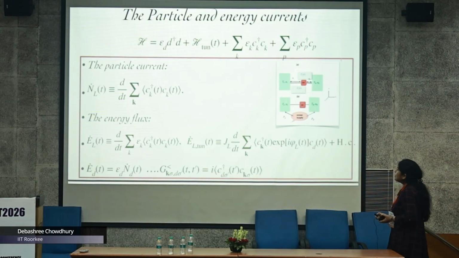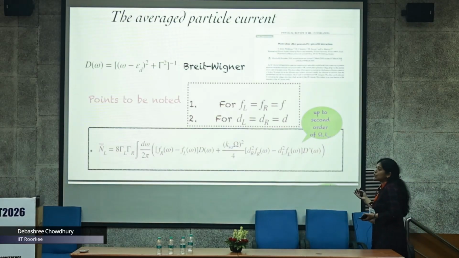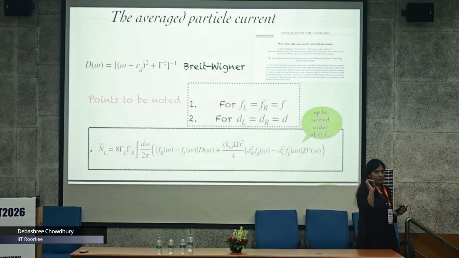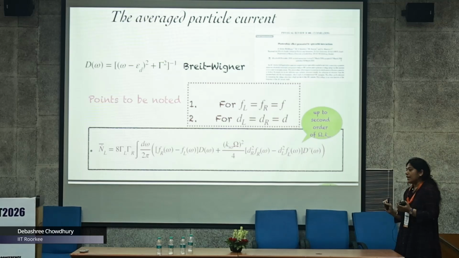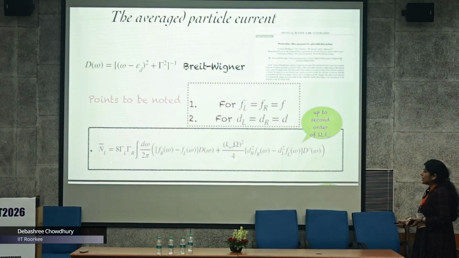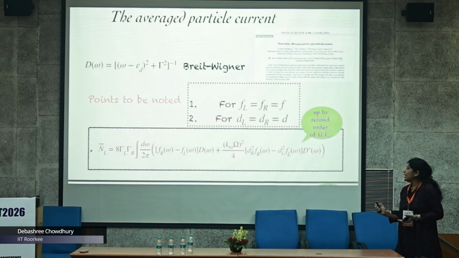To do that, we have this particle current, which is the time derivative of the number operator at that lead, and we also have some energy currents. Here we have a lot, but when you take the time-averaged case, then only a single energy current survives, which I will talk about in the next slide. But here let us focus on the particle current case. So this is the particle current averaged over a single period.